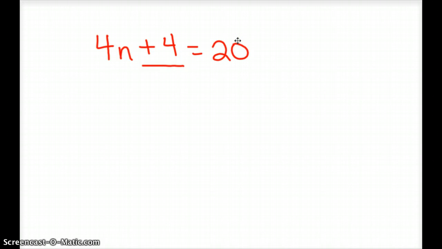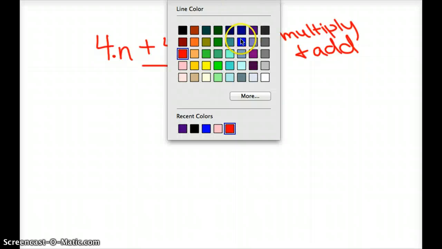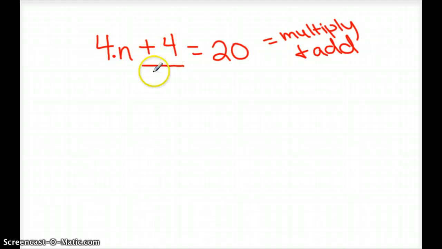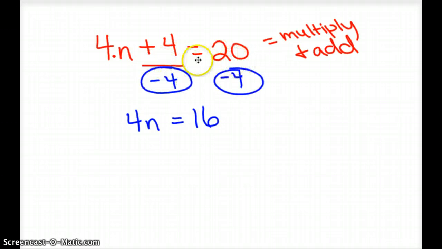So if we were to look at that same problem but add 4n plus 4, we're adding a new element, equals 20. Now I have two different operations. I have both multiplication, because there's an invisible multiplying sign in there, and addition. So the opposite of multiplying would be dividing, and the opposite of adding would be subtracting. So one way to solve this is to subtract first. So I have subtract 4. If I subtract here, then I'm going to subtract over here. So now I have 4n equals 16 because I did the inverse operation. And you're going to do it to both sides because whatever you do over here, you do it to that side.